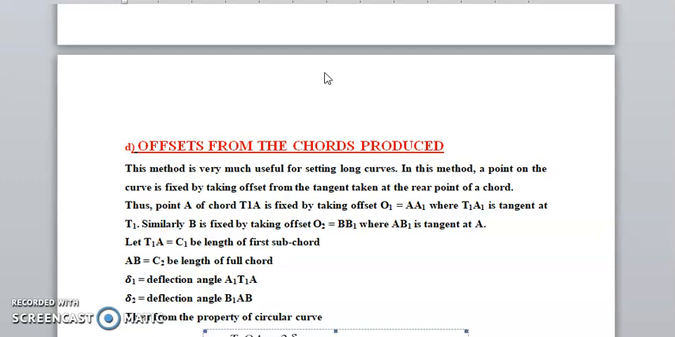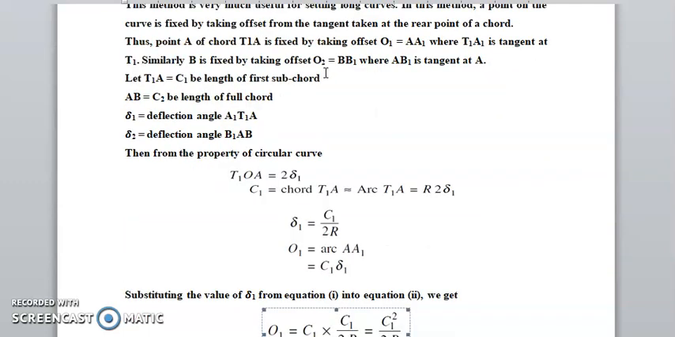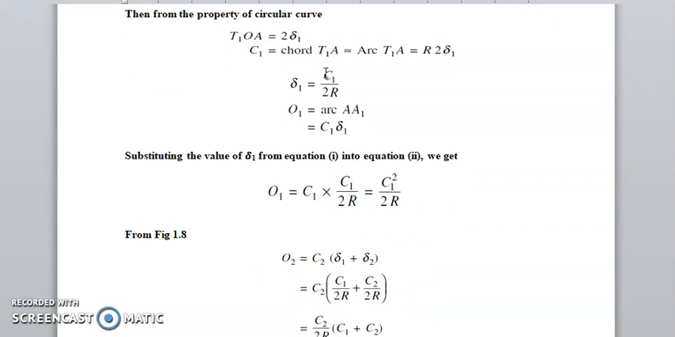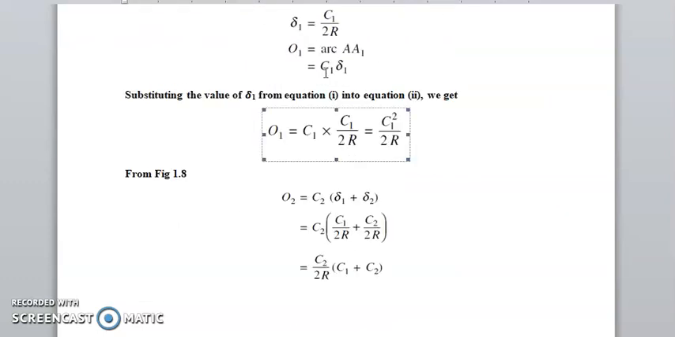Then the property of the circular curve: arc T1A equals R times delta, so delta is C1 by R. Now substituting delta by 2, O1 is equal to C1 square by 2R, and O2 is equal to C1 plus C2 by 2R times C2. This is C2 by 2R times (C1 plus C2).